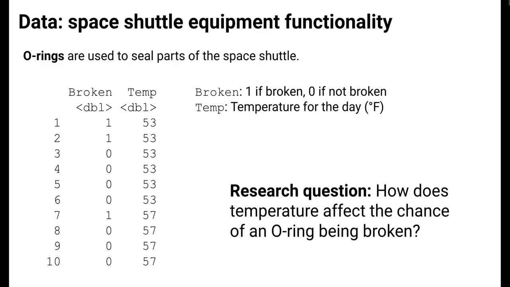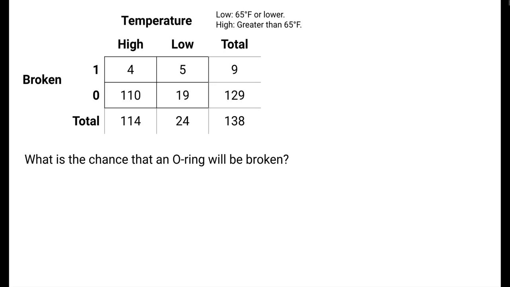A natural research question that arises is, how does temperature affect the chance of an O-ring being broken? There are a lot of different temperatures present in this data set, so we'll simplify our approach slightly for now to only consider low versus high temperatures. Here we've categorized temperature as low when the temperature is 65 degrees or lower and high otherwise. The cases broken down by temperature and broken status are tabulated here.